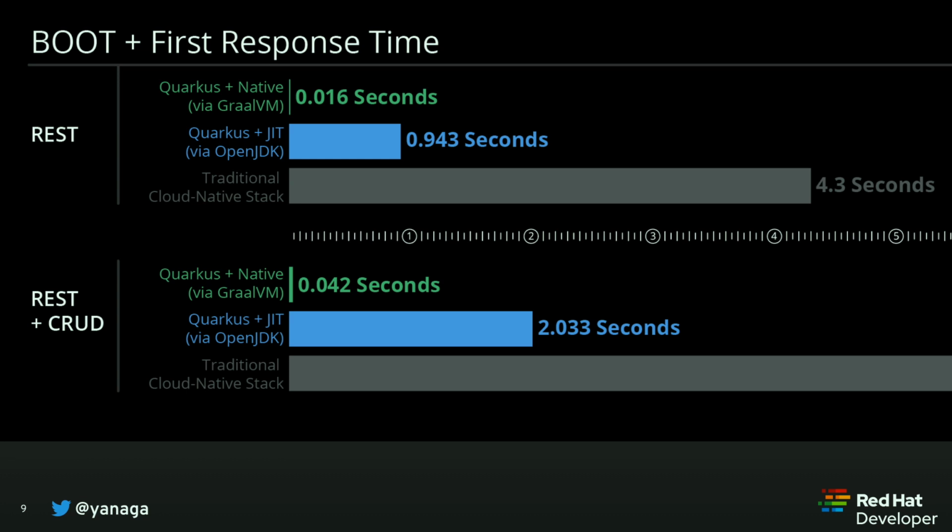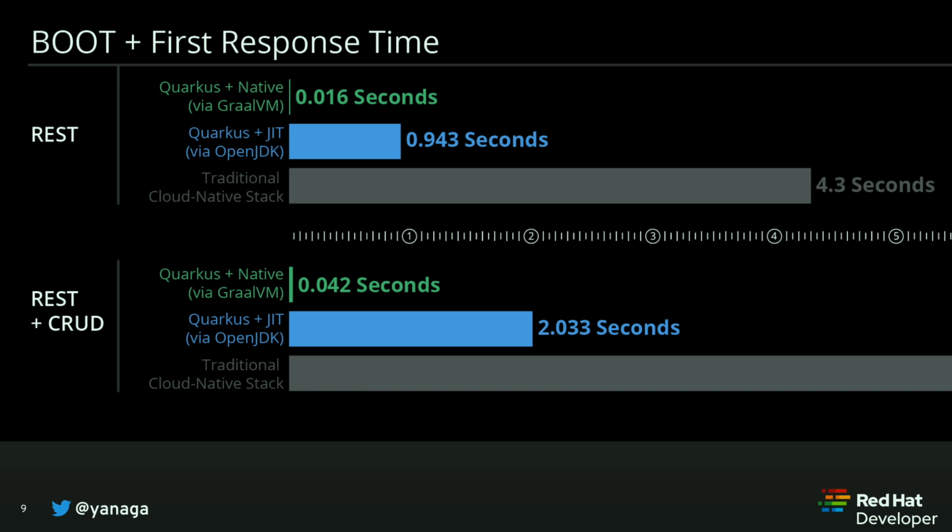So let's try to get some numbers. What we measure here is boot plus time to first successful reply to the first request. Because some other frameworks might be showing a very nice number when they say, oh, we started up in 2 seconds. But then they're doing everything lazy, and whenever the first request arrives, you have to wait forever for it to be ready and reply successfully to the first request.